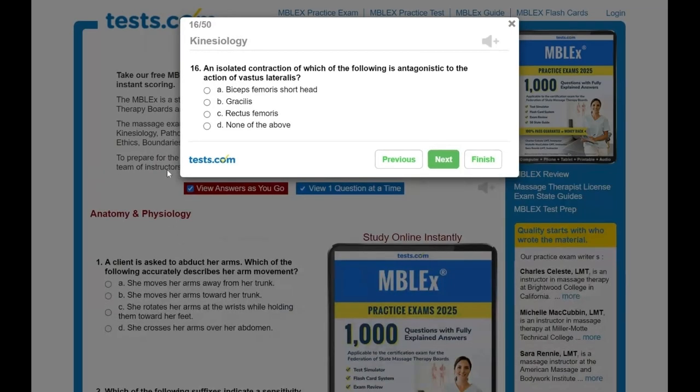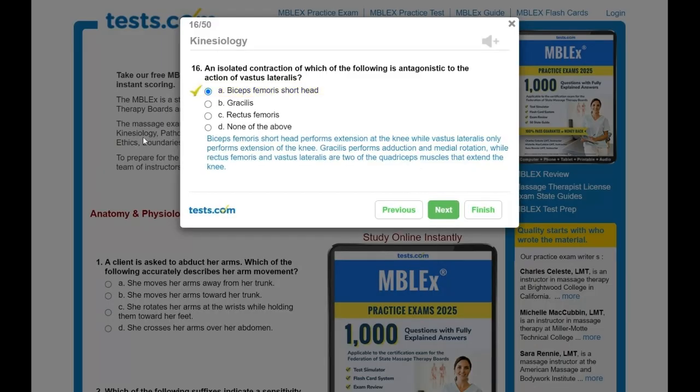Question 16. An isolated contraction of which of the following is antagonistic to the action of the vastus lateralis? A. Biceps femoris short head. B. Gracilis. C. Rectus femoris. D. None of the above. A. Biceps femoris short head performs flexion at the knee, while vastus lateralis only performs extension of the knee. Gracilis performs adduction and medial rotation, while rectus femoris and vastus lateralis are two of the quadriceps muscles that extend the knee.